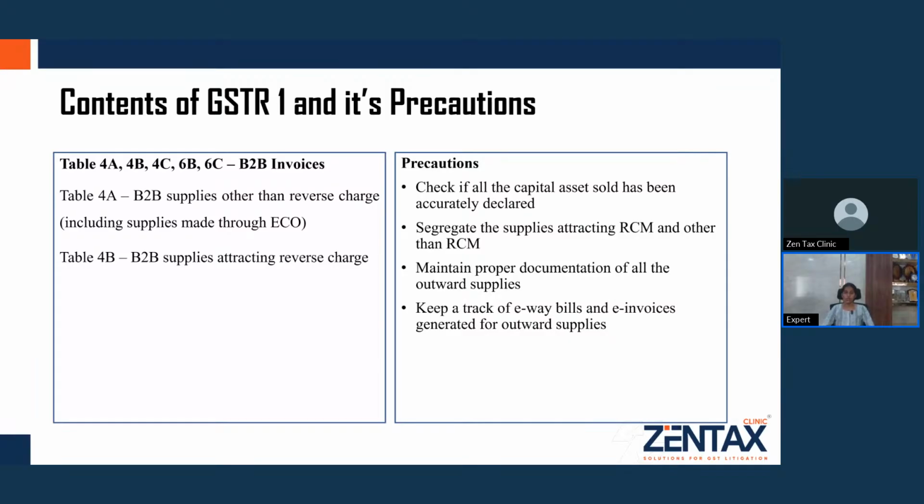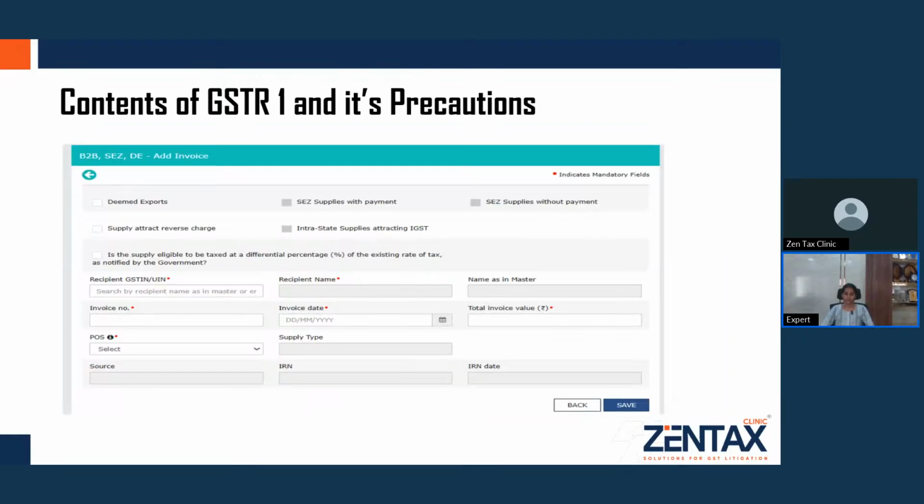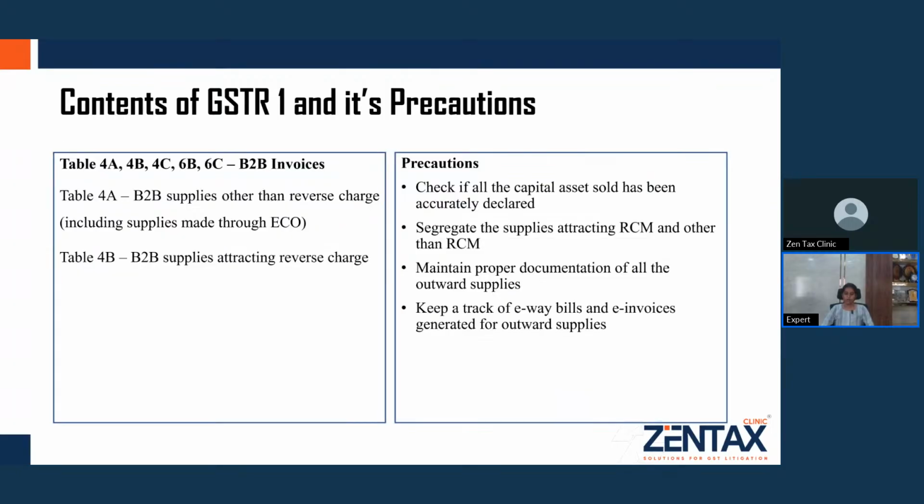The registered person has to maintain proper documentation with respect to the supplies, that is, invoice or tax invoice or e-invoice, and in case of movement of goods, e-way bill has to be maintained, and that should align with the invoice and the turnover declared in the returns. Keep a track of e-way bills and e-invoices generated for outward supplies.